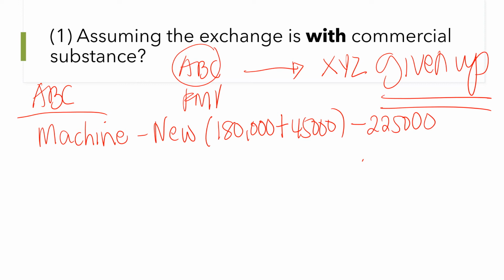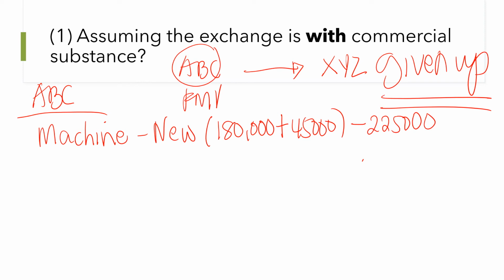For ABC, it recognizes or assumes different elements in the computation of the fair market value of this new machine. When we compute value, we recognize the present value of future cash flows. So based on the assumptions used by ABC, the value of the asset should be 225,000. That is why it paid an extra 45,000. What it gave up is 180 plus the 45,000 it paid.